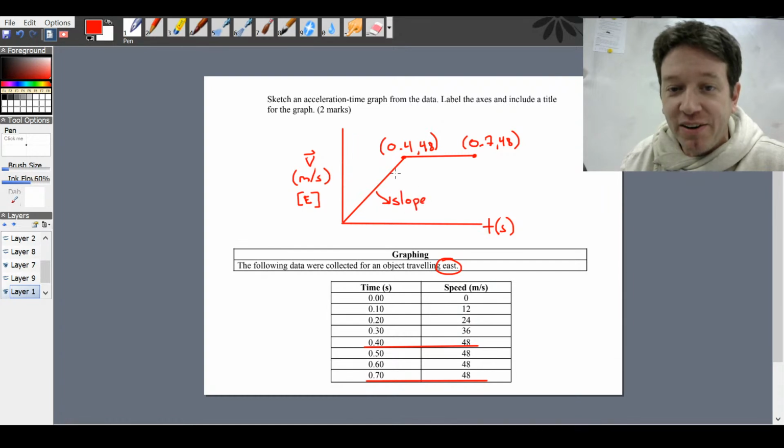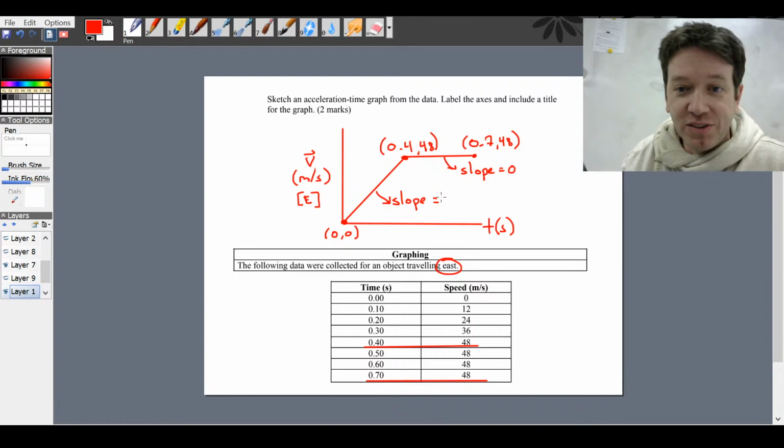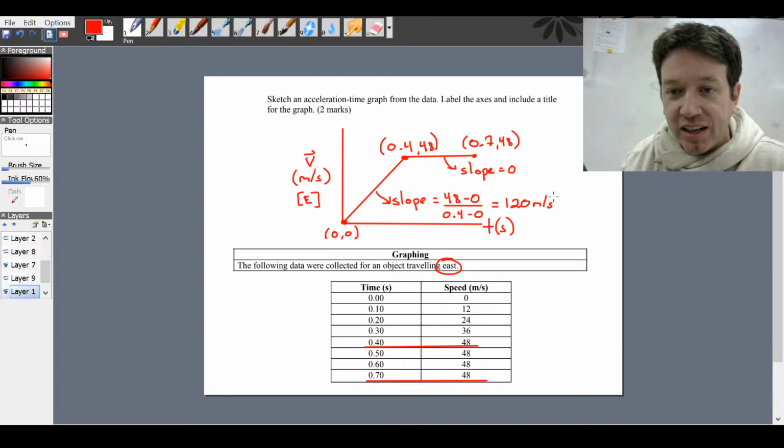So we're going to find the slope here. Over here, this is a horizontal line, so we know that the slope is going to equal 0. To find the slope here, we're going to use these coordinates. We'll use 0, 0 because that's an easy one to work with, and we'll use this coordinate here. So we'll write slope, and that's just rise over run. So we have 48 minus 0, that's our rise, all divided by run, 0.4 minus 0. That gives us 120 meters per second squared.